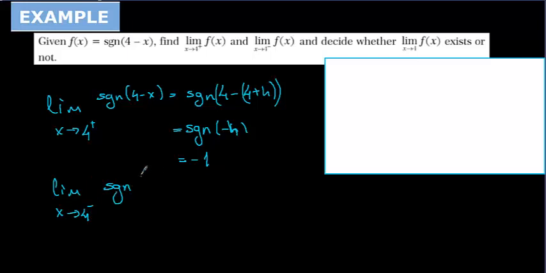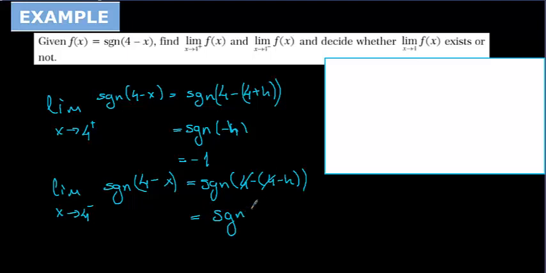Sine of 4 minus x is equal to sine of 4 minus h. If this 4 and this 4 simplify each other, this is going to be sine plus h this time, because minus and minus is plus, so this is positive and the result is 1. The left-sided limit is not equal to the right-sided limit.